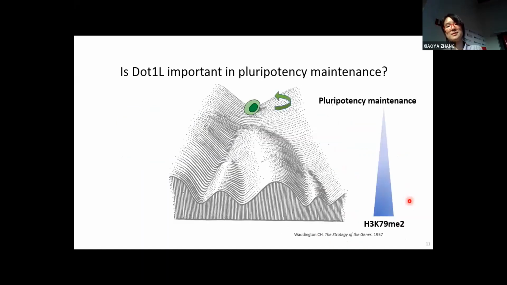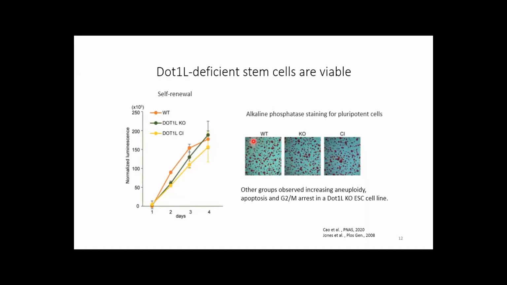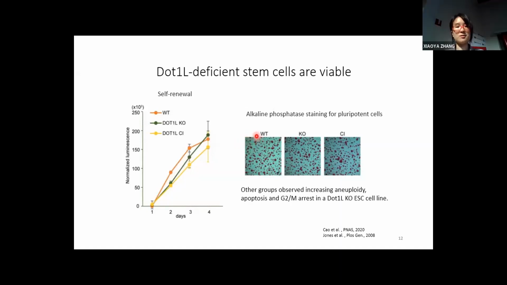So then, do pluripotent stem cells need K79 methylation? Different studies have shown that DOT1L-deficient stem cells are actually viable, and they're still expressing pluripotent markers. Here is a rough assay of a pluripotency marker on the cell surface called alkaline phosphatase. If you knock out or catalytically inactivate DOT1L, you see no big difference in growth rates or in the AP staining. Although there are studies showing that the deficiency of DOT1L in stem cells can cause aneuploidy or cell cycle arrest, the cells are still viable and they can remain pluripotent.